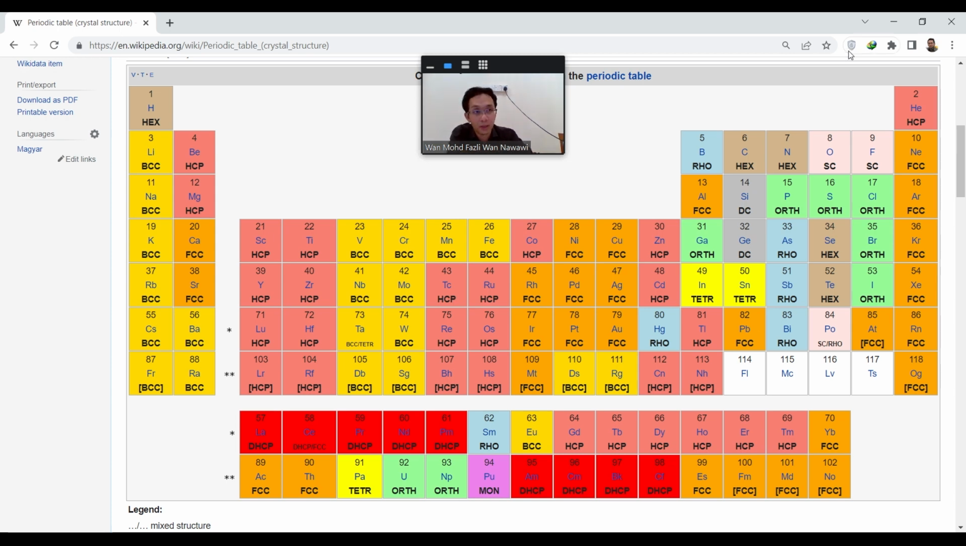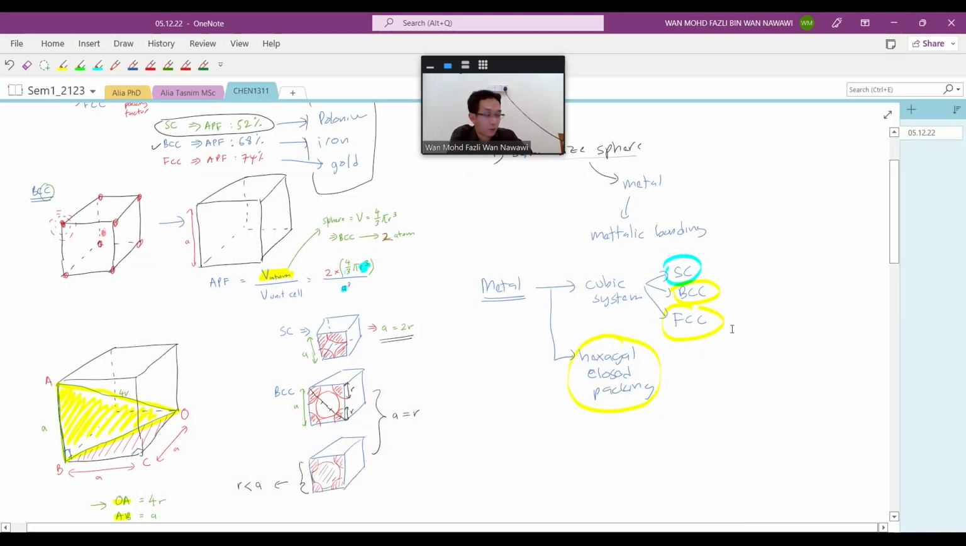This is rare. So that's why when we talk about the cubic system and about metal, more often than not you will face BCC, FCC, and hexagonal close packing. We will not touch on the hexagonal close packing, but how to calculate it you can do yourself. But I just want to stress that for metal, these three are common: BCC, FCC, and hexagonal close packing.